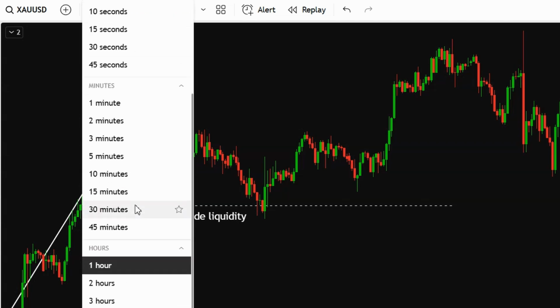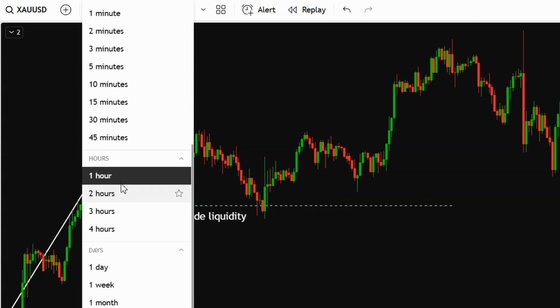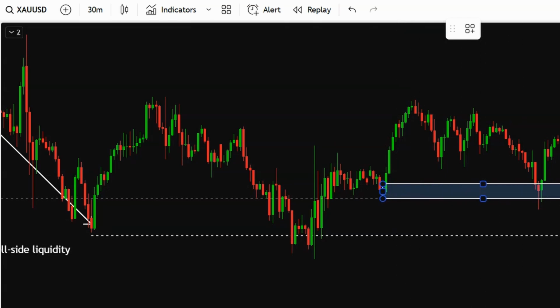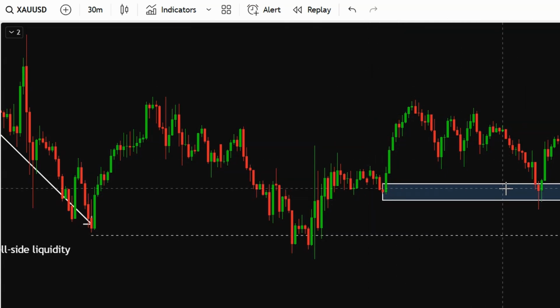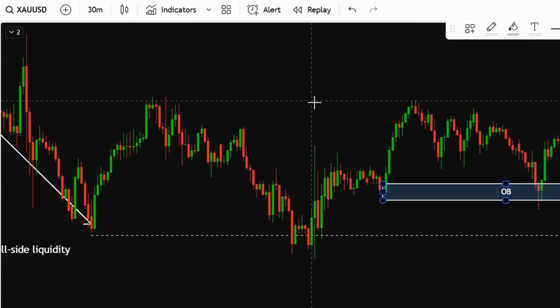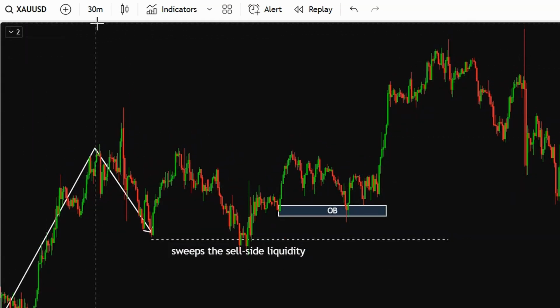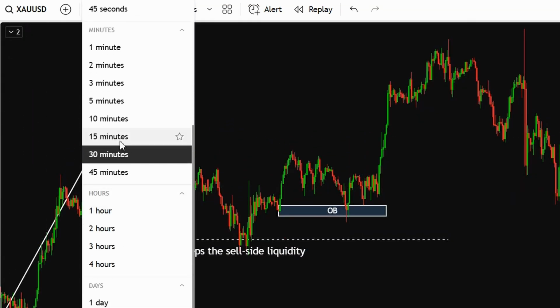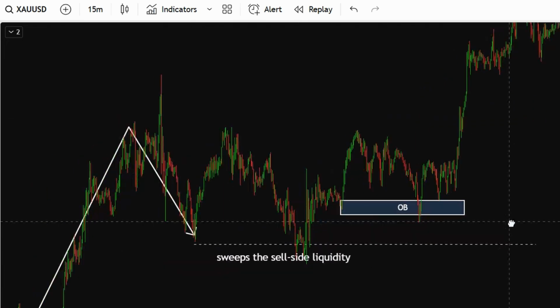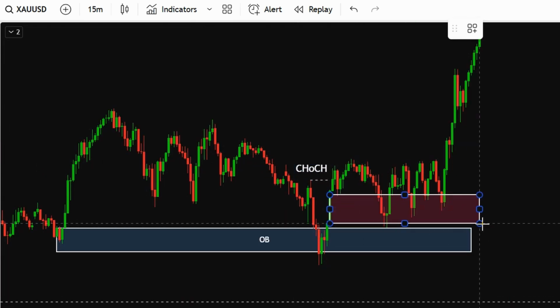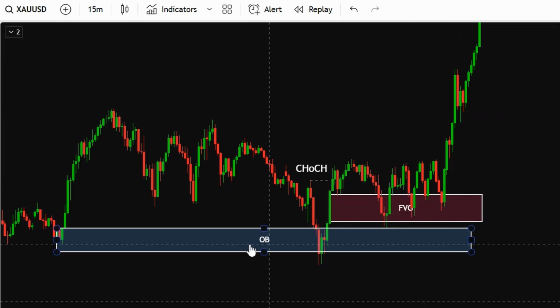Next, slide down to the 30-minute time frame. This is where you'll find the bullish order block, the zone that forms right after the liquidity sweep. Now let's zoom in even further. On the 15-minute or 10-minute chart, look for a CHOCH signal. That's what confirms the shift in momentum. At this point, you'll usually see an FVG and an order block sitting in this area.